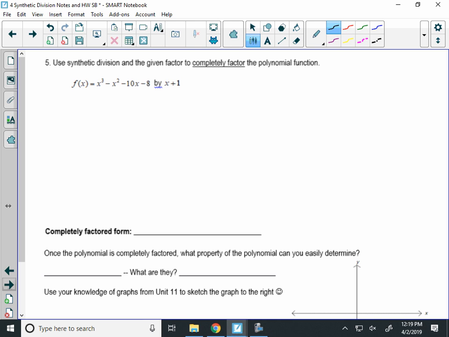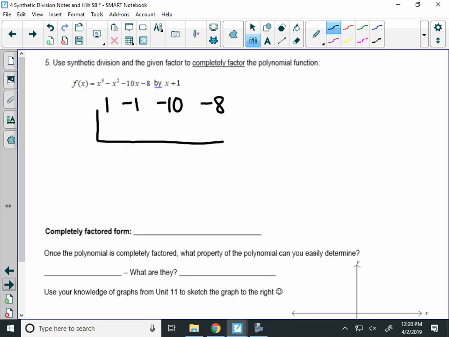We're going to use synthetic division to completely factor the polynomial. So we're going to do division, and then we're going to end up having to factor or solve the rest of the polynomial. So let's start here by doing our synthetic division. What numbers are going to go along the top? We're going to make a sketch of the graph, so we can't sketch it until it's in factored form. So 1, negative 1, negative 10, negative 8.